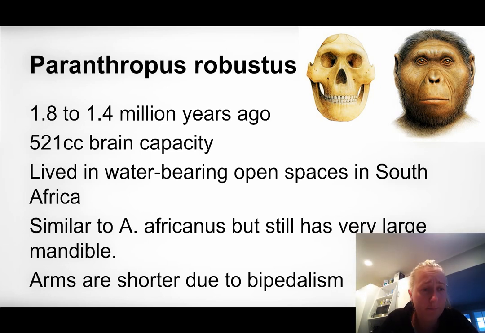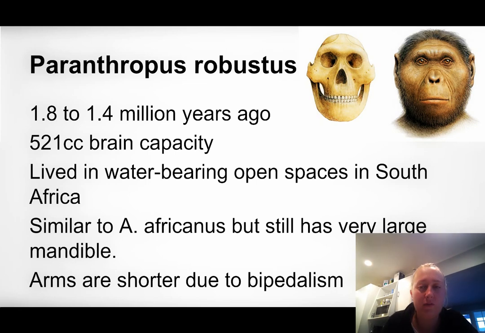Brain's getting a bit bigger again, 521 cc's. Lived closer to water, and there were more open spaces at this time. The environment had changed, and they were found in South Africa. So again, this one is very similar to Australopithecus africanus. And like I said, scientists believe that maybe they should actually be under the same kind of species and family.